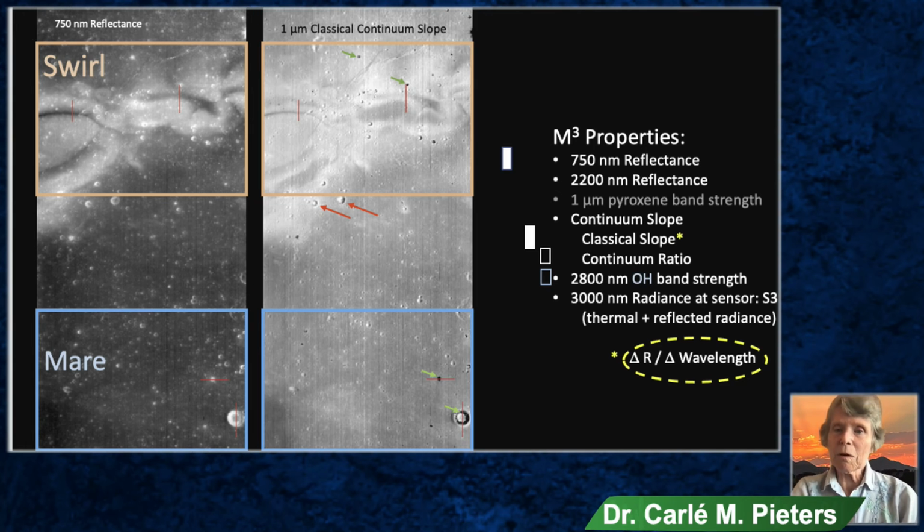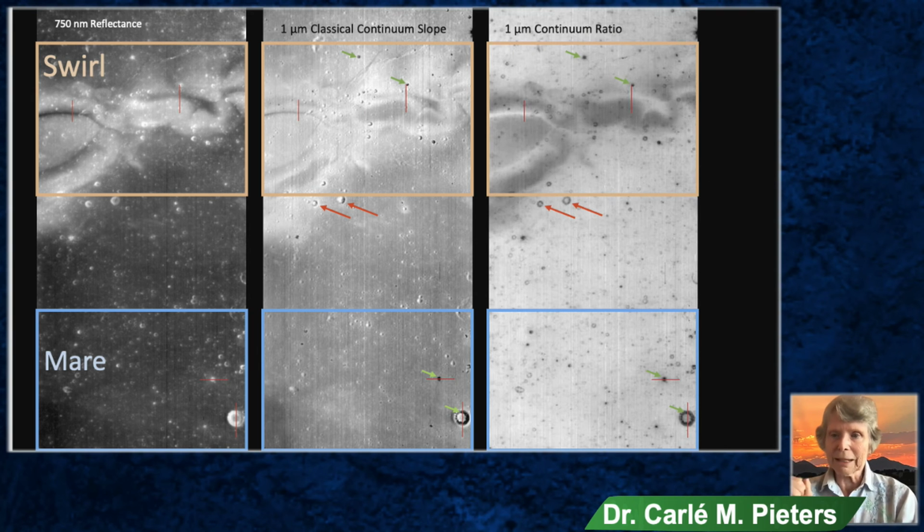Next slide. What we will talk about is the continuum, and we'll talk about two different ways of looking at the continuum. This is the classic way where you have a continuum slope, delta y over delta x. It's a mathematical measurement, and it has clear distinctive properties. You can see down at the Mare areas, it nicely picks out those things that have a flat continuum as being dark very nicely. Let's look at the second mode for continuum. In the next slide, please.